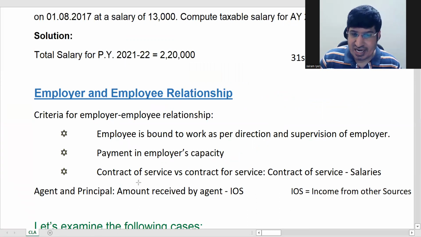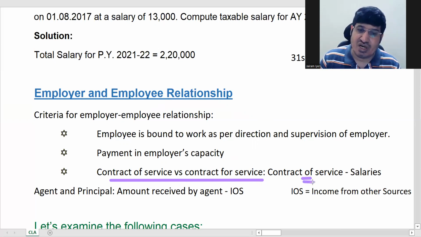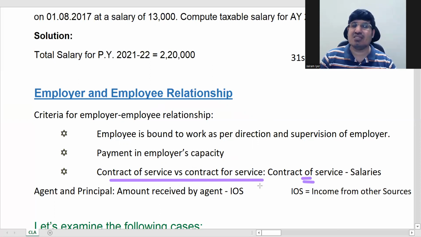Then next is contract of service versus contract for service. Salary is always said to be contract of service. Contract for service is professional. You've gone to a CA for filing your return or something like that. It is called contract for service when you give a contract to some professional. Contract of service is what comes under your salaries.